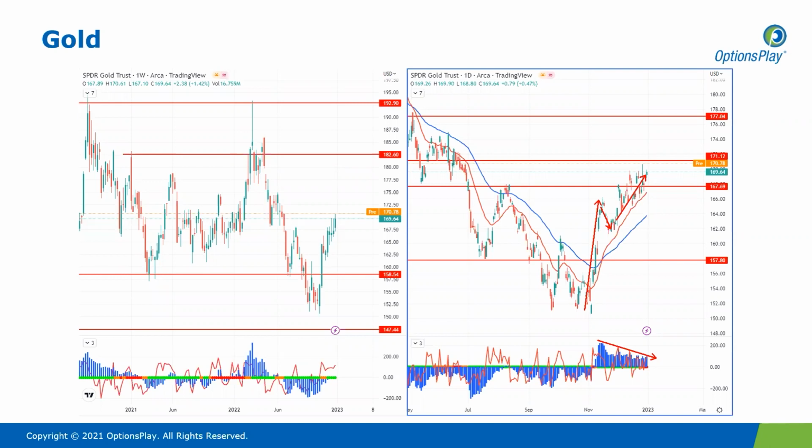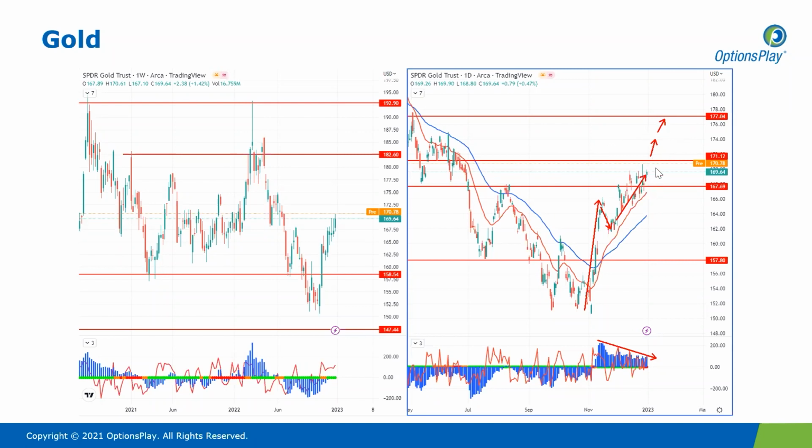I would say gold would have to break above 170 for that thesis to really kick in, because if it does, we can see that there is a clear run back to 174, which is a minor resistance level, as well as 177, which is a more major resistance level. So those would be the two key areas of resistance for gold.